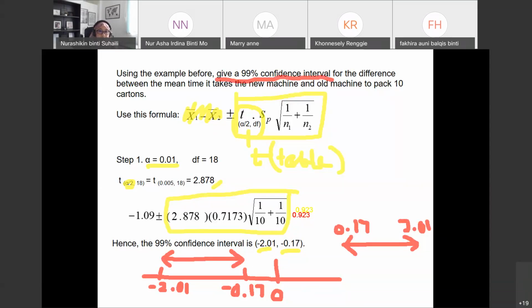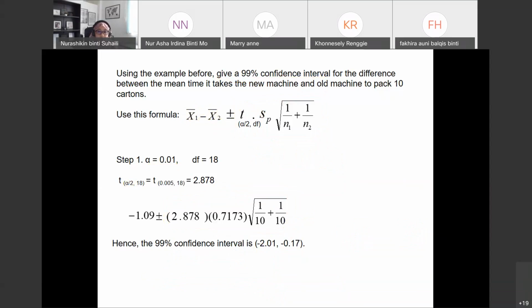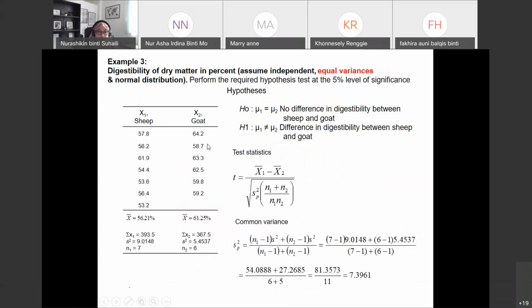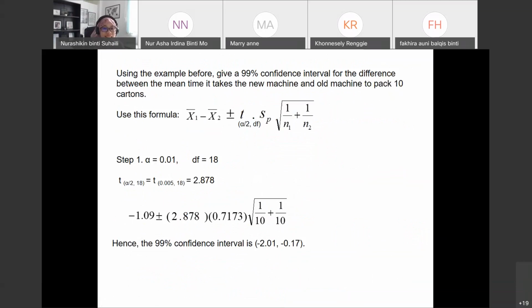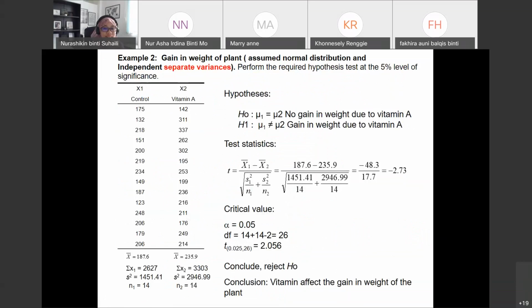Any question? Oh, this is another example. You go through the example by yourself. Actually, it's the same thing, just another different problem. This is still independent samples and separate variables, so you apply the same steps as what I discussed just now.